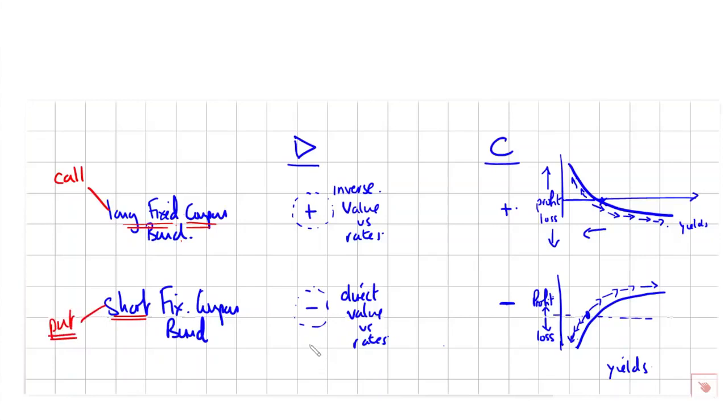The right to sell a bond will become more valuable as bond prices fall. All right, so you win as bond prices fall, as rates rise. You win as rates rise, so that's a negative duration. I think most people will be comfortable with that. Just be careful with negative convexity for a long put. A long put will win as prices fall.